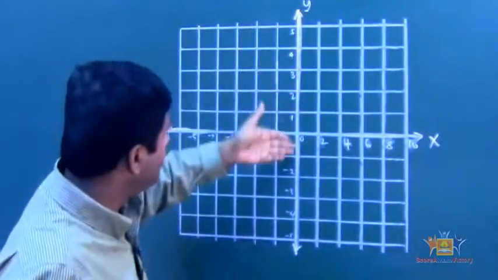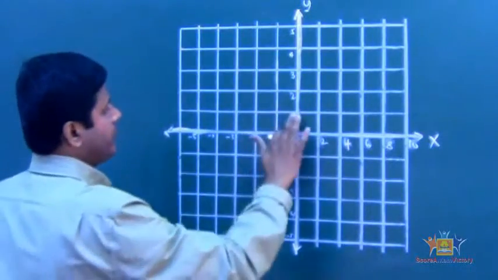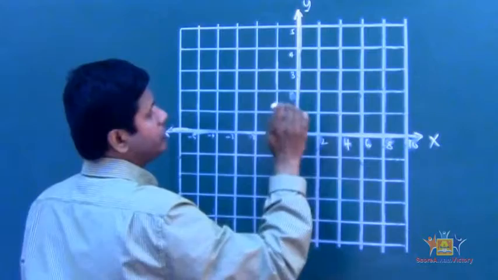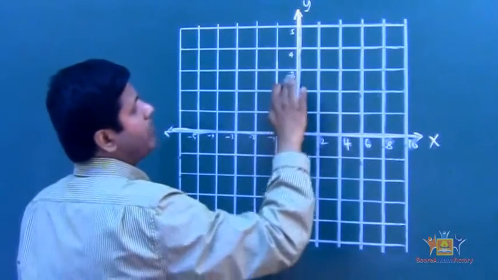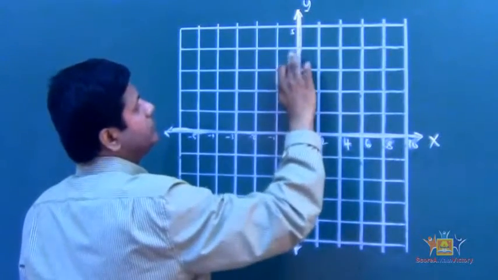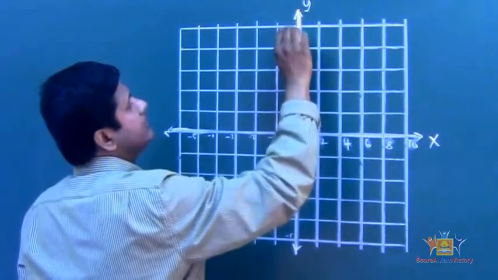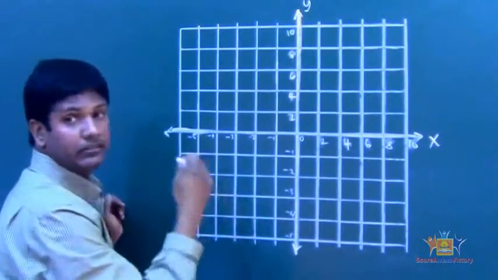I have to do the same thing with the y-axis. Alright? So I do the same thing. This one will be 2. And this one, 2 plus 2 is 4. 4 plus 2 is 6. 6 plus 2 is 8. 8 plus 2 is 10. And then this side, the same thing.